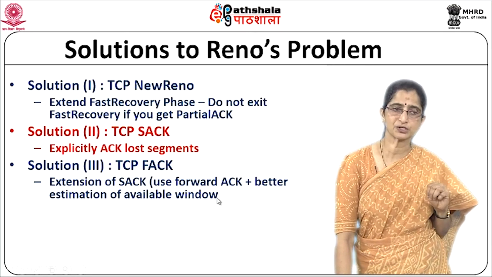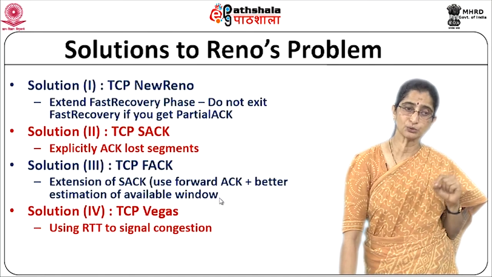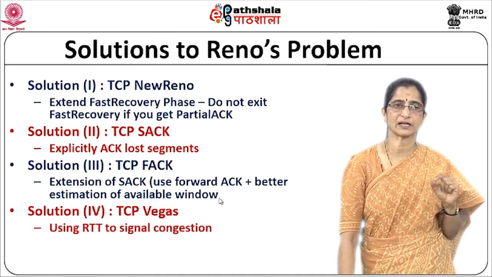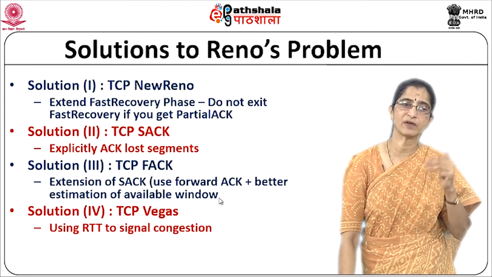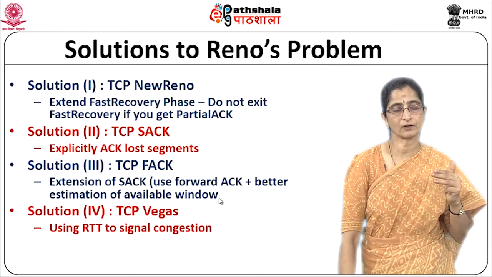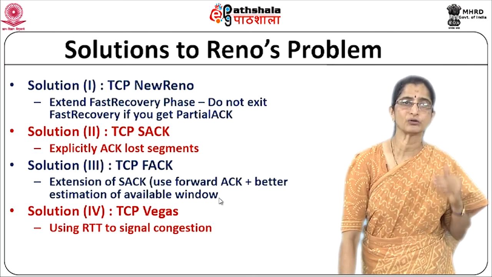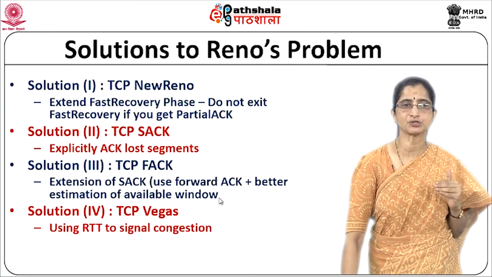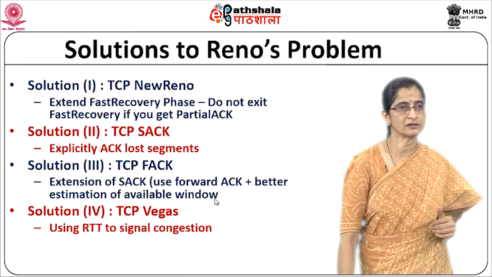The fourth solution is what is called TCP Vegas. Here you do a little bit more than this. You use the round trip time to signal congestion rather than waiting for even 3 duplicate ACKs or waiting for a timeout to occur. With these 4 different solutions, you can see that Reno's problem is solved and you are able to get much better performance. These are things that are currently in use.